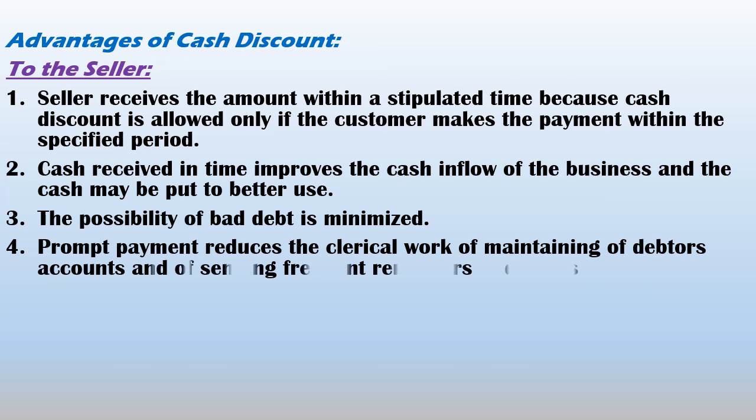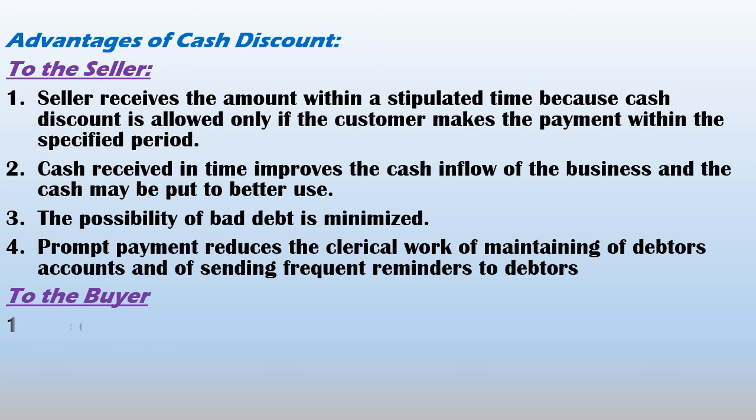Prompt payment reduces the clerical work of maintaining debtors accounts and of sending frequent reminders to debtors. Now who are debtors? We had learned earlier, debtors are the ones who purchase goods on credit. Every time the accountant has to give notice to the debtors that this much amount is due, and to maintain the record for all the debtors, it becomes quite time-taking and difficult. So if there is a prompt or quick payment, the amount of debtors will reduce and there will be no need of sending frequent reminders to the customers who have bought goods on credit.